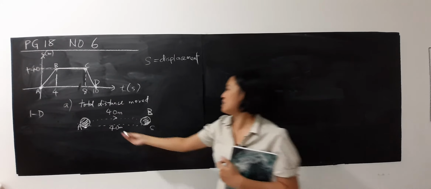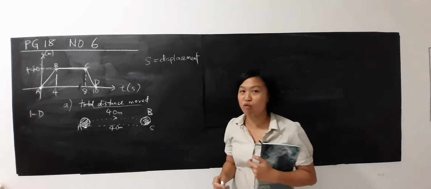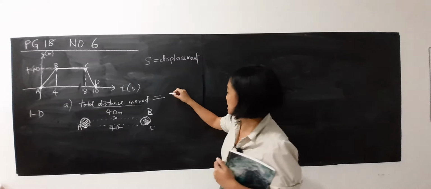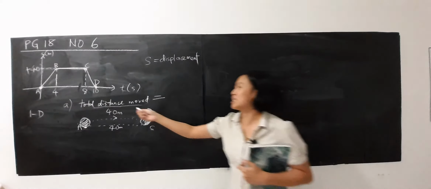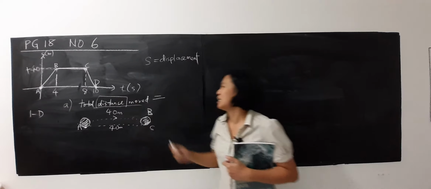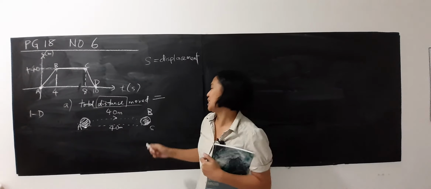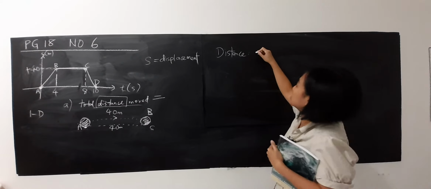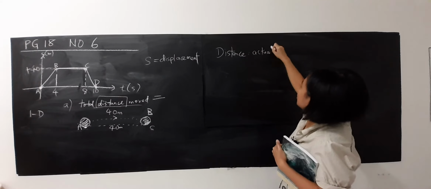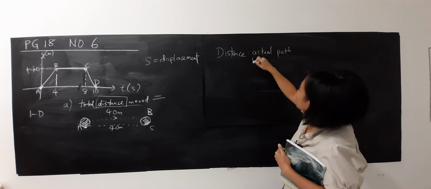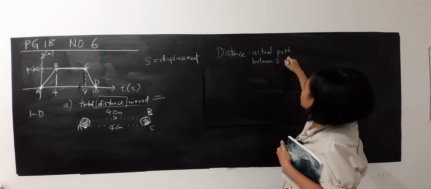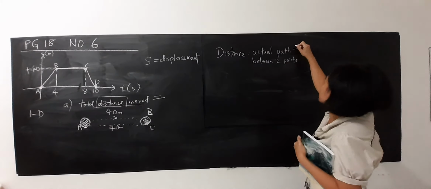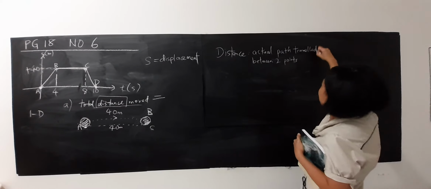For example, in this case dia tanya apa? Total distance moved. So you should understand what is meant by total distance moved lah. It actually means, as we learned before, what is the definition for distance? Distance actually means the actual path between 2 points. The actual path exactly traveled by the object.